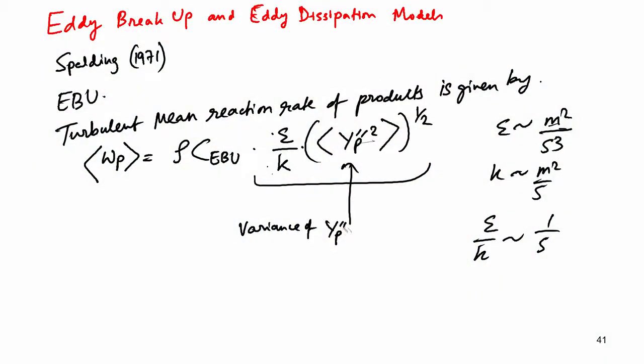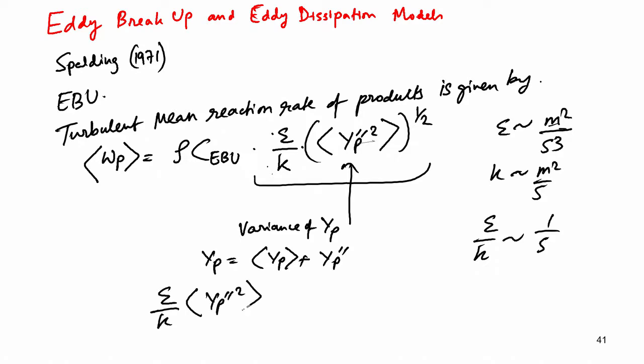And of course, Y_P double prime is essentially a variance of Y_P, whereas Y_P is given by mean Y_P plus Y_P double prime. So this is not Favre average. Okay. So what I was saying is that this epsilon by k times Y_P double prime square, though this thing has a scalar dissipation rate, is essentially the scalar dissipation rate of the products, and that is essentially proportional to 1 by time. But this is slightly different also, because scalar dissipation rate has a square here which is not here.